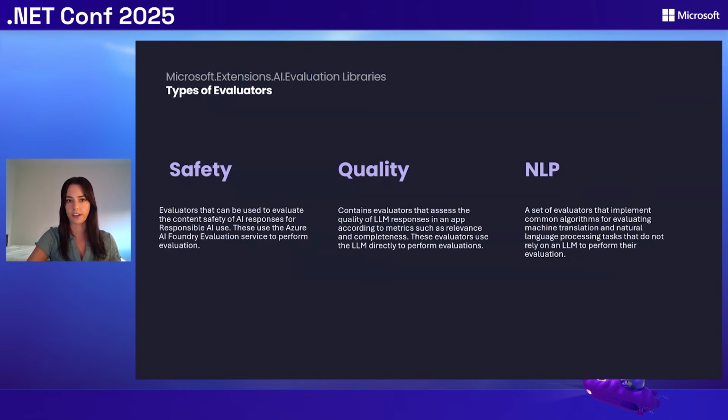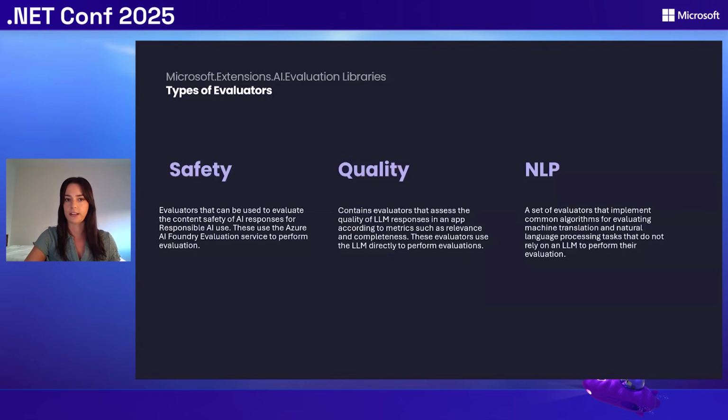Next, we have quality evaluators. And these measure things like relevance, completeness, coherence, and then even how well AI agents can actually handle tasks and use tools. And these evals do require an LLM connection because they're designed to ensure that your AI delivers responses that are basically aligned with user expectations.